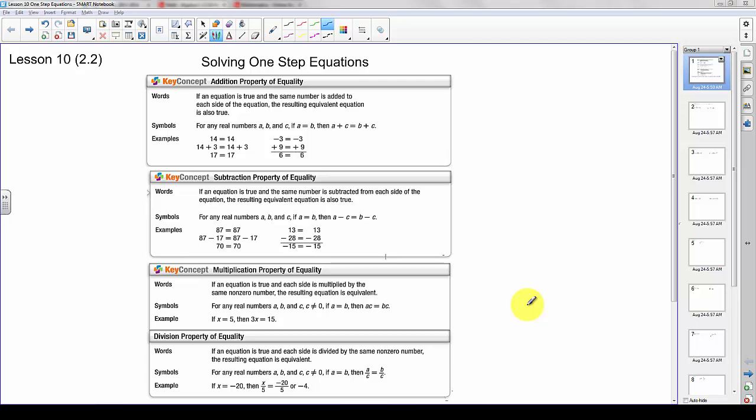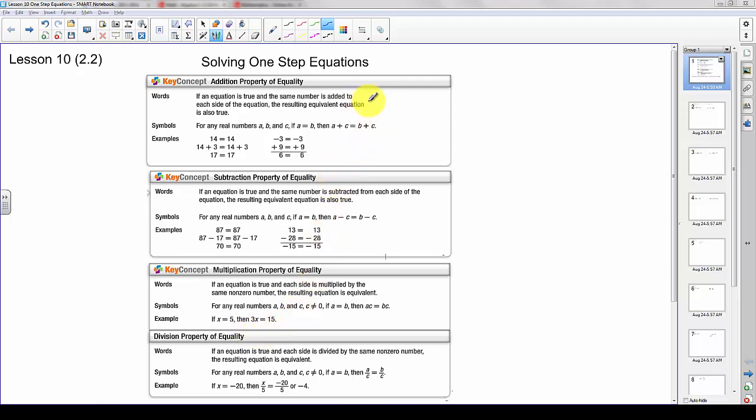Today we're going to discuss how to solve some equations, specifically one-step equations, the most basic of equations. In order to get started, we've got to talk about properties of equality. So here I have, for the four operations, each property of equality.